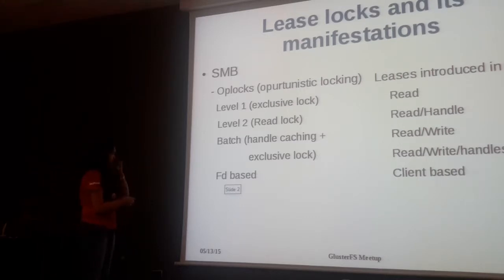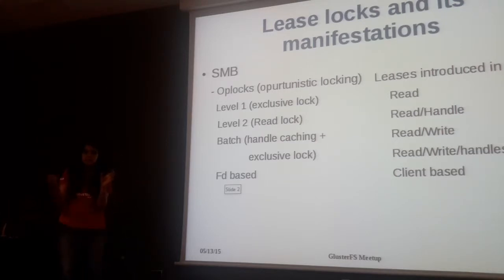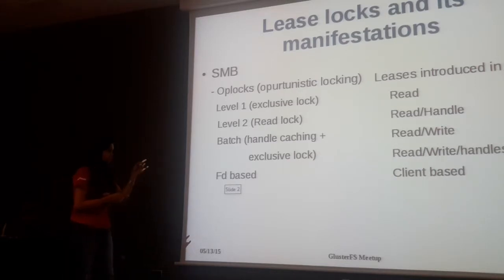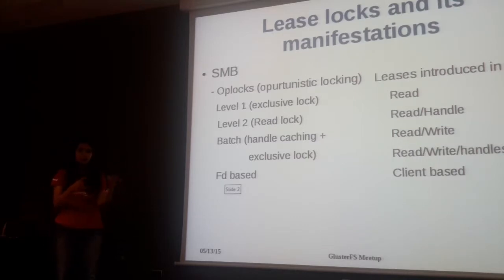And the other main change is that in case of oplocks, if a client had a batch oplock and the same client sends another open request, it will conflict with its own lock and break the oplock. But that was removed in leases. Now it's client based. I hope I'm correct. Yeah, it's correct. It's client based in case of leases. That means once a client is granted a lease for that file, any multiple accesses for that file will be served from the same cache.